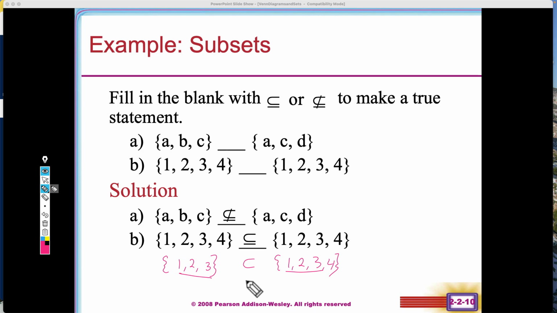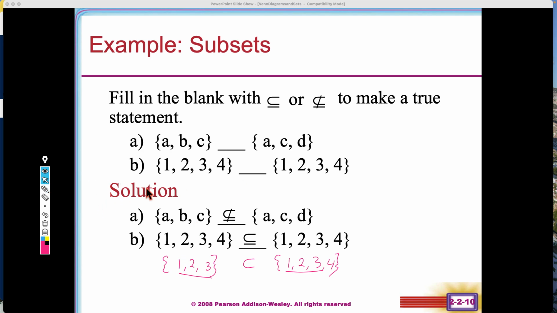The right side is the full set on these always. The left side is supposed to be the one that has either less than or equal to, but it has to have everything. This is not because it doesn't have everything in here and it's got some extra that isn't in there.